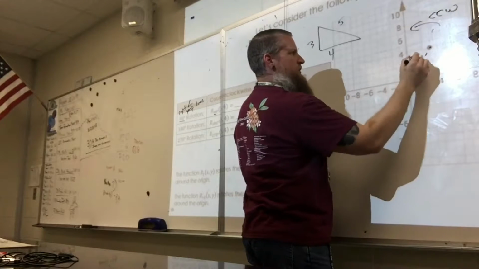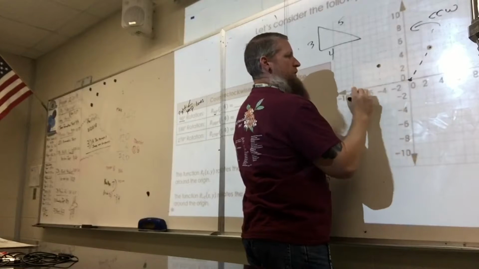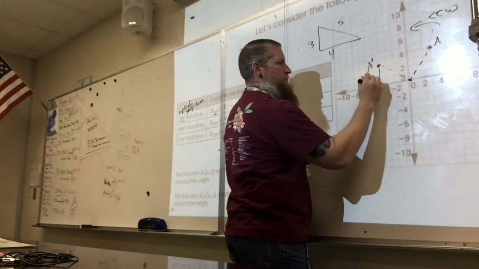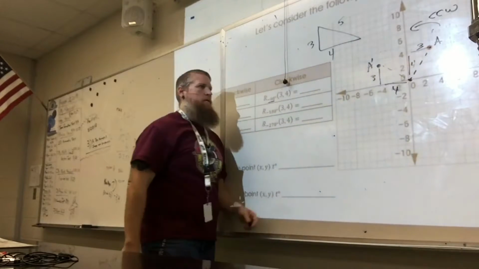All right, so I'm counting, but I'm still counting. Was that 3 and 4? I'm still counting 1, 2, 3, 4. There. There's my A prime. 3, 4, 3, 4.